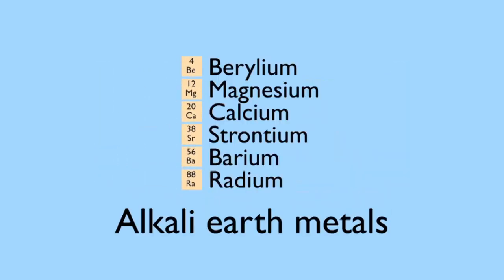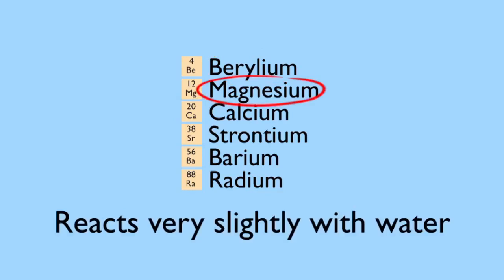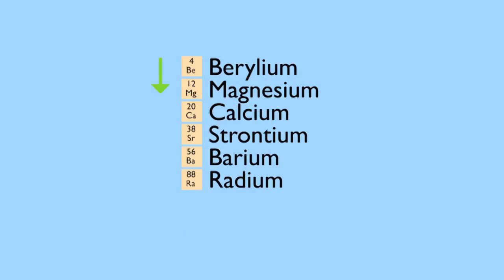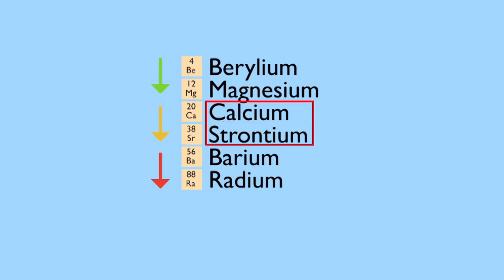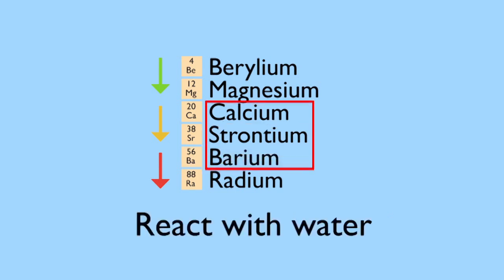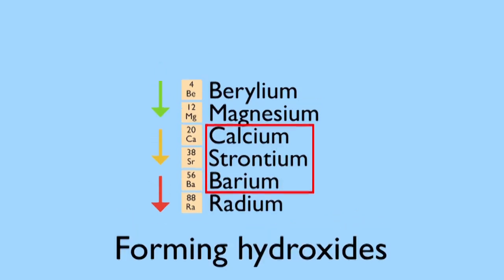Moving on to group 2, the alkali earth metals, things are a little different. The metal at the top of the group, beryllium, is too inert to react with water. Magnesium just below it reacts only very slightly. But again, consider the reactivity trend. It increases going down the group. The elements below, calcium, strontium and barium, will react with water to form their hydroxides, though in each case less vigorously than their group 1 neighbour.